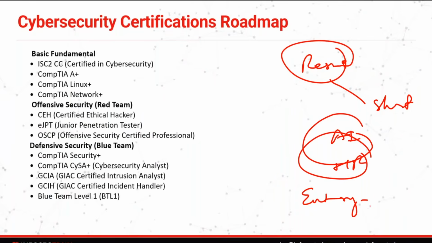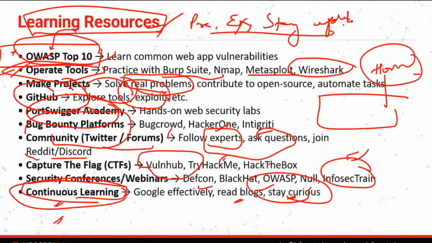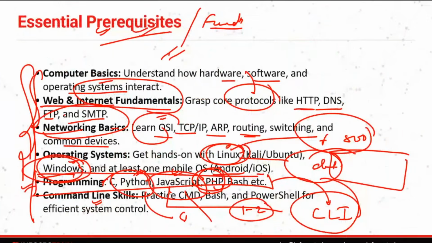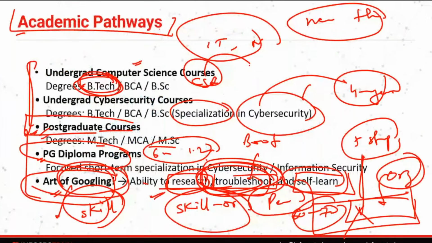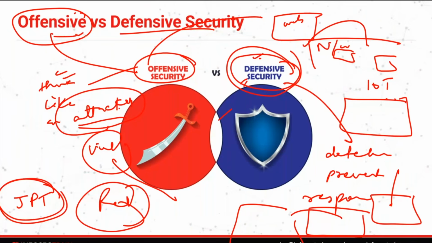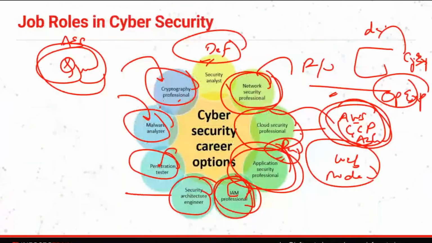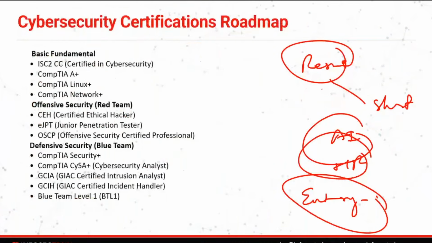For this, you need to show that yes, I am proficient. I have performed, and I know these basic skills and prerequisites that we discussed. I know the basics of offensive security and defensive security. How can you prove your skills and make sure your resume gets shortlisted? That is via certifications.